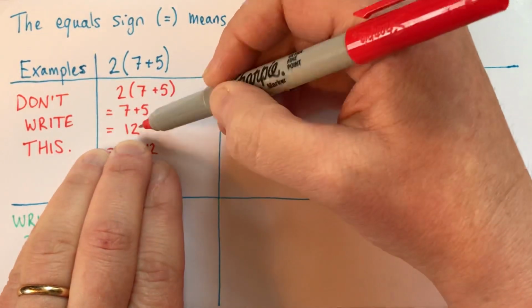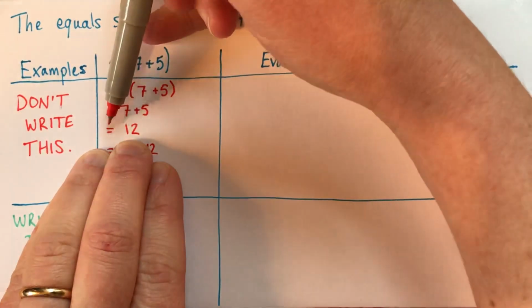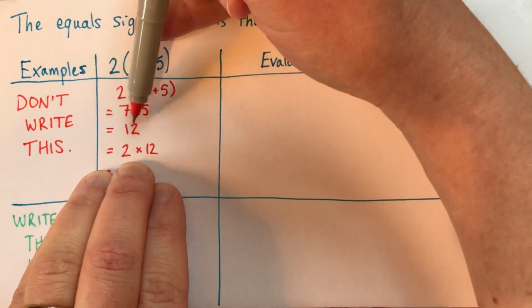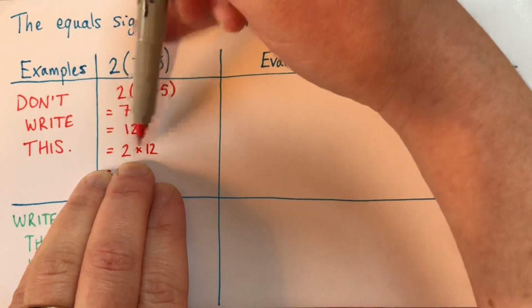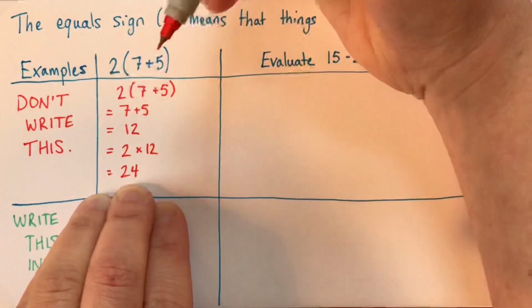7 plus 5 equals 12. That one's okay. That's true, because 7 plus 5 is the same as 12. 12 equals 2 times 12. This one here is a lie, because 12 is not equal to 2 times 12. And then 2 times 12 equals 24. That one's okay.